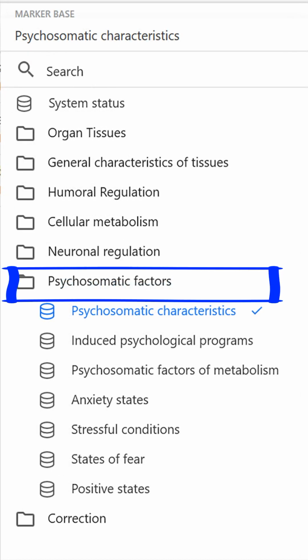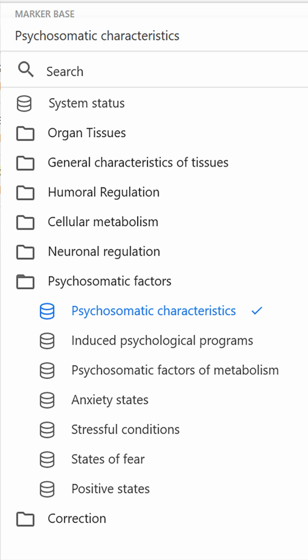Folder Psychosomatic Factors. The bases of markers in this folder allow us to analyze the most relevant psycho-emotional components of a person's condition at the moment. The database induced psychological programs lists the behavioral personality traits that have been formed as psychological characteristics and can manifest themselves with relative stability and periodicity.